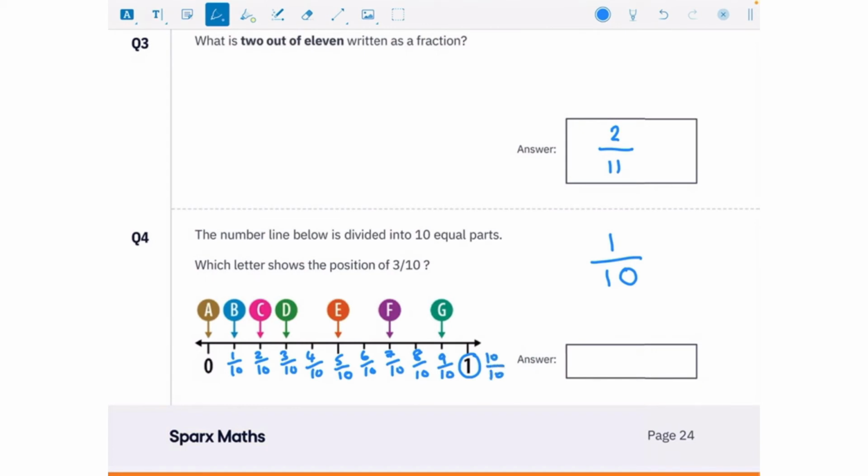So which one is 3/10? Well, hopefully we can see that that is D.